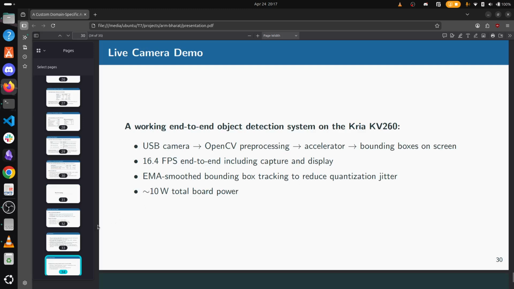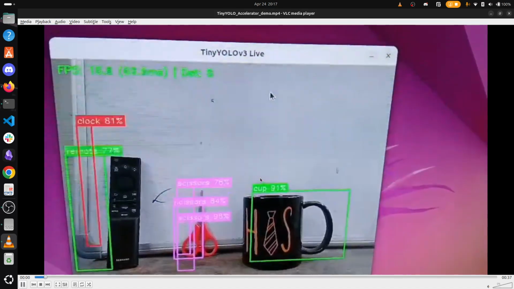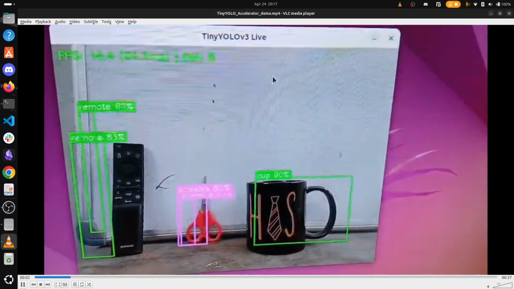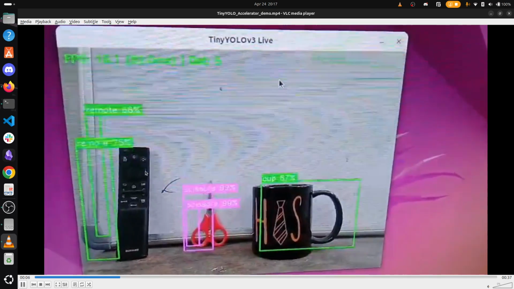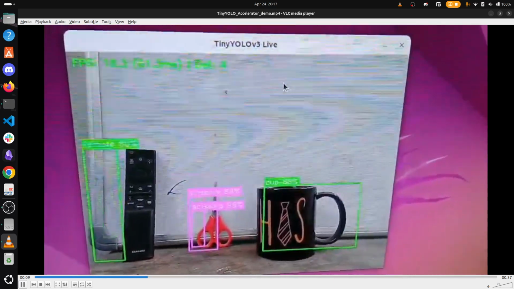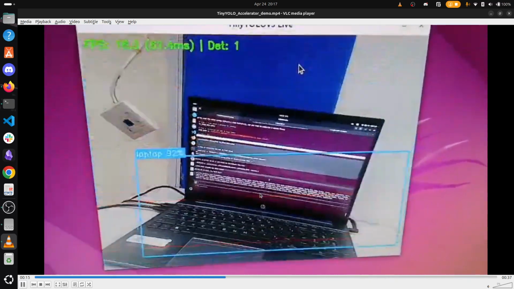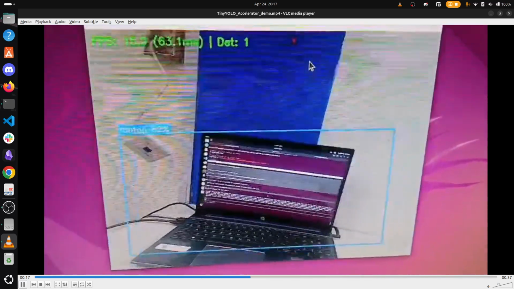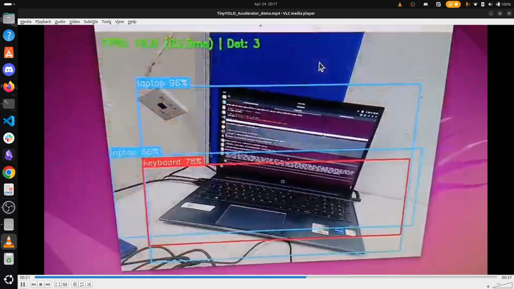Now we will just look at a live camera demo of my custom accelerator running object detection. As you can see, it is able to detect these objects. This is a property of the model. I have not trained the model on my own. The model has already been trained, and as I move the board around, you can see that my accelerator is able to detect objects rapidly.